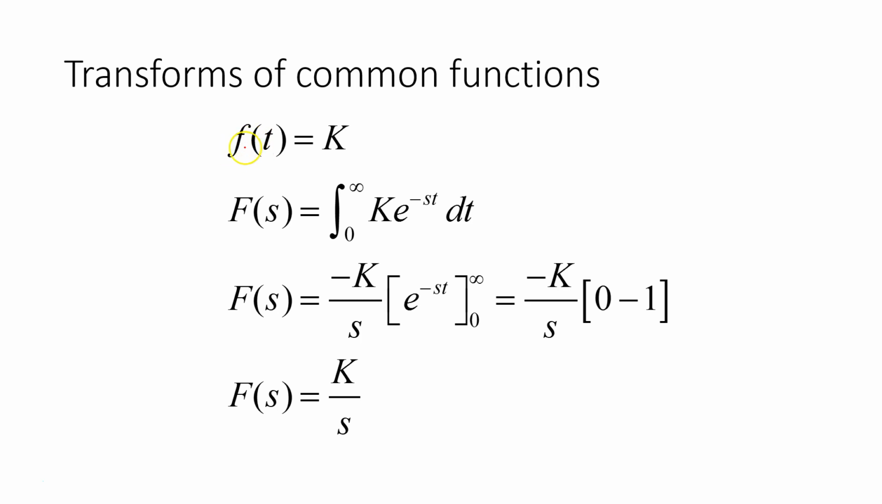So if we have a constant as our function, f of t is equal to k, then F of s is the integral between 0 and infinity, k e to the minus st dt. When we go through that integration, and you could go through it for yourself, it's not a difficult thing to do, you will see that we end up with k on s.